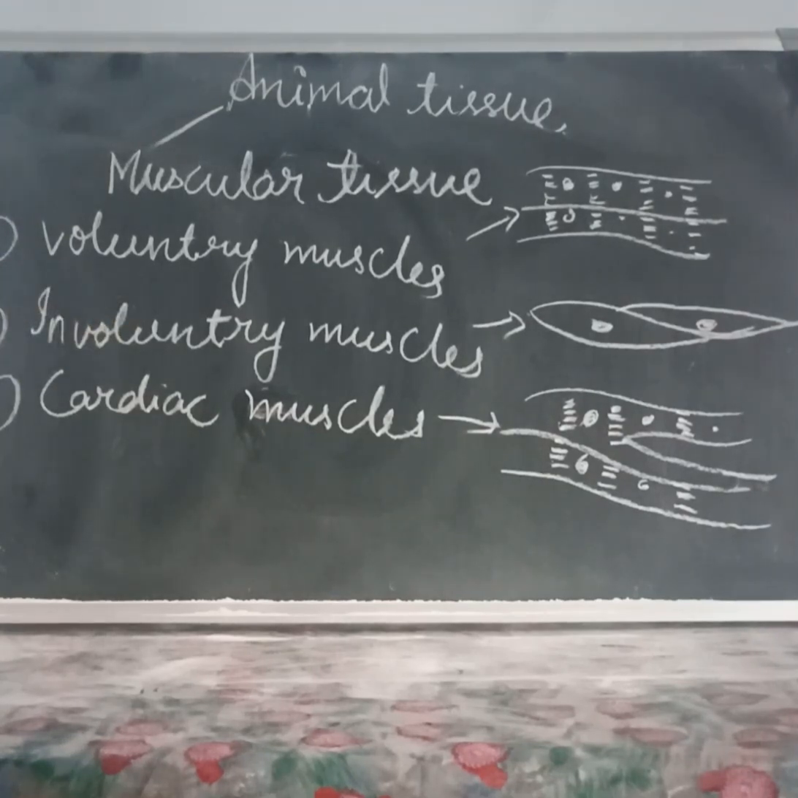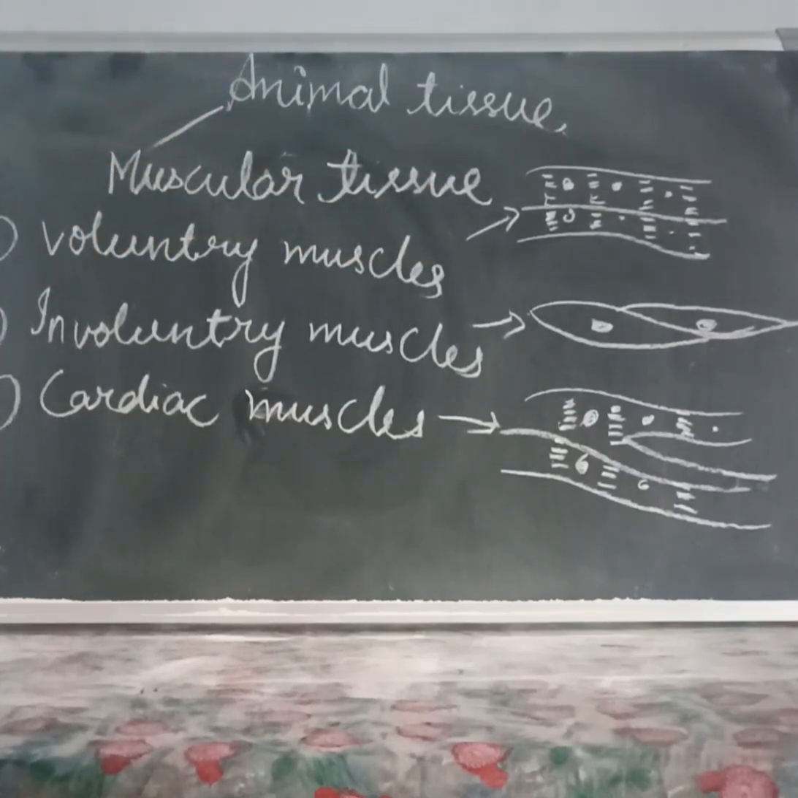Second is the involuntary muscles. They do not work according to our will, so they are called involuntary muscles. They are present in the stomach and the blood vessels, which are not under our control. And they are tapering and pointed in the middle.